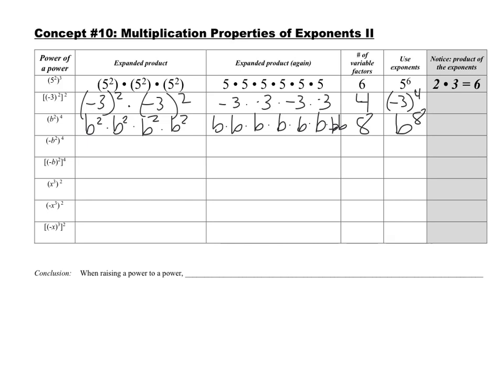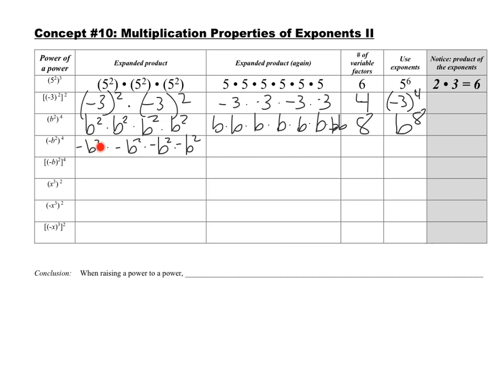All right? Now let's take a look at this one. My exponent on the outside is a 4. My base is this minus b squared. So now that negative sign is going to the 4th power, but it's not going to the 2nd power because there's only one set of parentheses. So the base of the 4 is minus b squared, and we're going to do that 4 times. So I have minus b squared times minus b squared times minus b squared again times one more minus b squared.